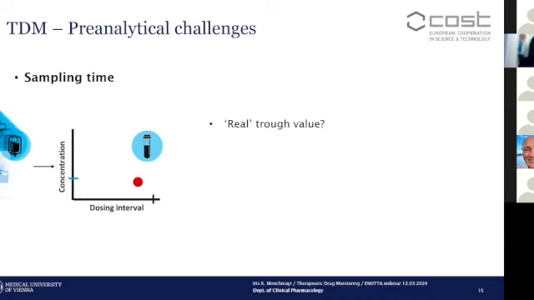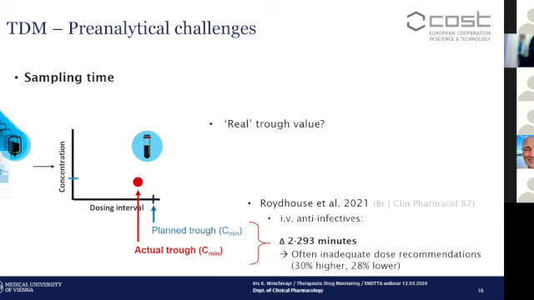Next, precision in timing is really paramount for this traditional TDM approach. And as you may know, in the clinical setting, the time point at which the sampling was planned often deviates from the time point of the actual sampling. There was a very interesting study on TDM of anti-infectives that revealed a deviation from the predefined trough sample of up to almost 5 hours, which can ultimately lead to inadequate dosing recommendations.